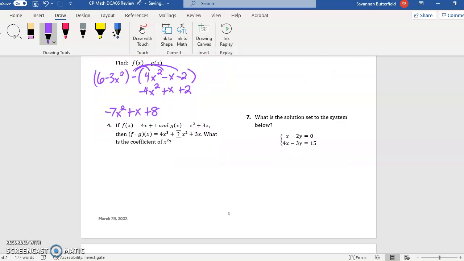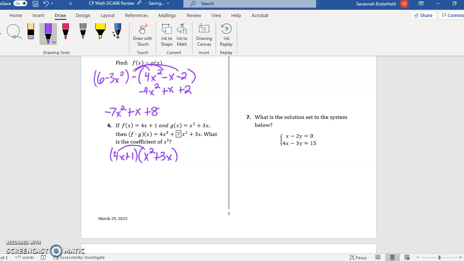Looking at number 4, it says if f of x is this and g of x is this, then f times g gets us this equation. It's asking us specifically for the coefficient of x squared. So we still need to multiply the whole thing to figure out what this specific term is. We can either FOIL this or you can use the box method. I will do FOIL on this video.